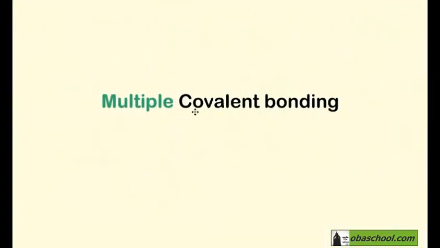Multiple covalent bonds. By multiple, we mean more than one covalent bond. It could be either a double covalent bond or a triple covalent bond. We will start with the double covalent bond and we will use an example to explain it.